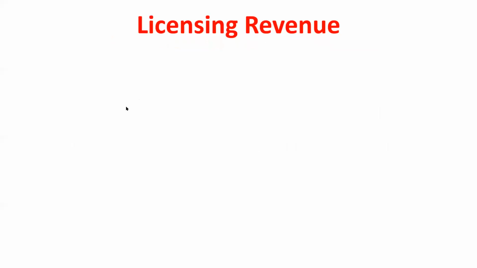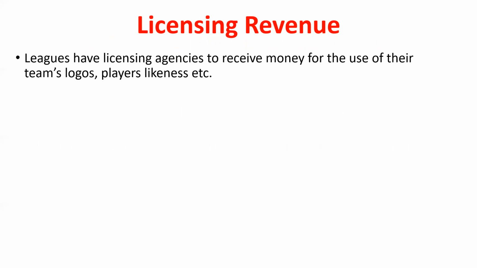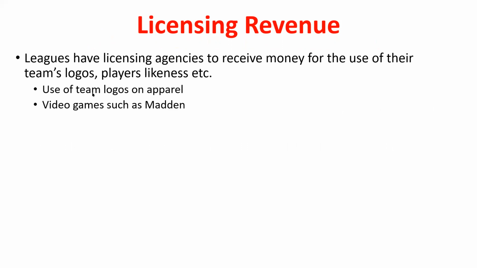I'll go through this quickly, just some interesting numbers, because I really want to get at what revenue sharing looks like when it comes to choosing the optimal number of wins for these teams. So licensing revenue is another big source of revenue. Leagues sell things like team logos, player likenesses, even video games like Madden, which pay to use the NFL's official logo or symbol. Then there's the official use of logos on apparel.